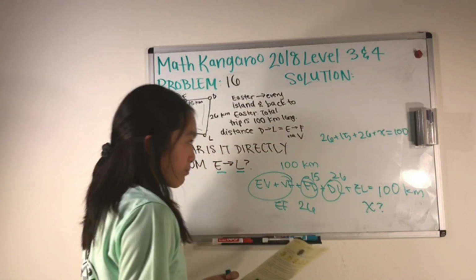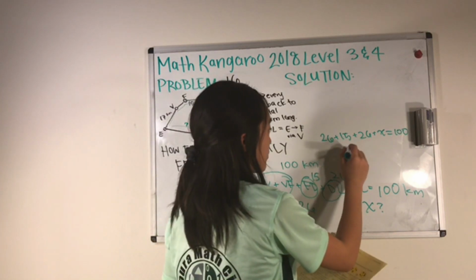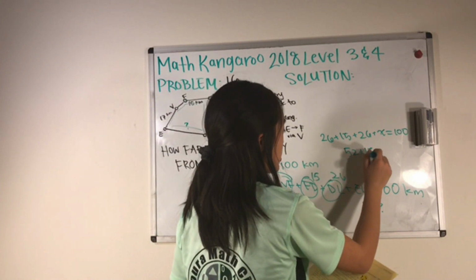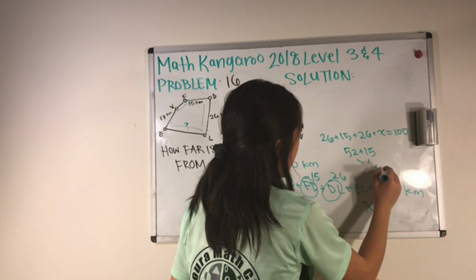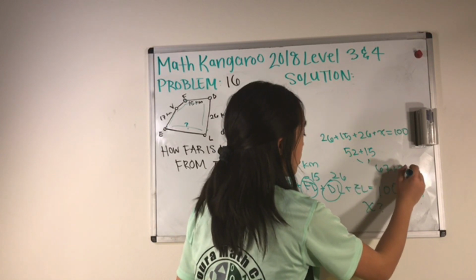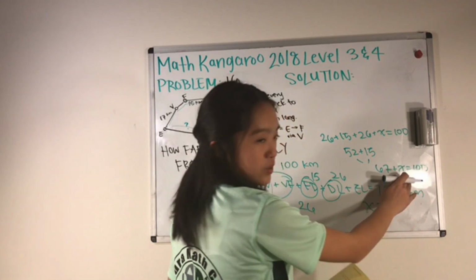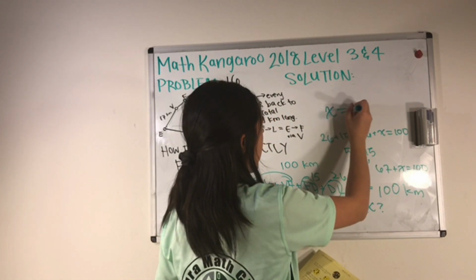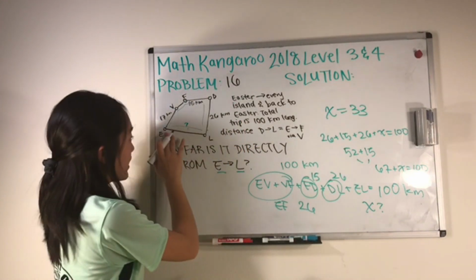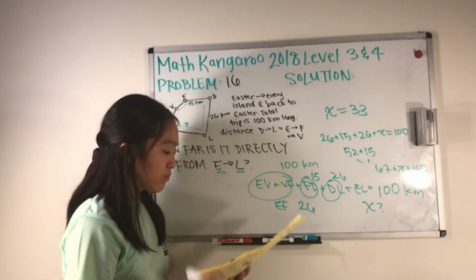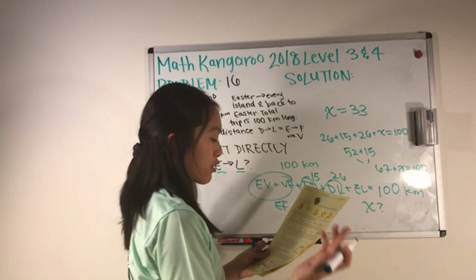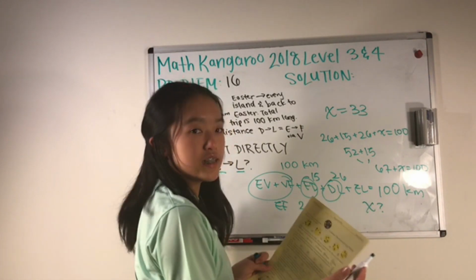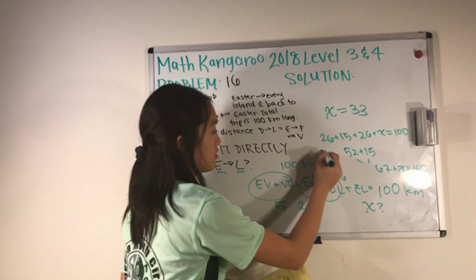Now if you do the math, 26 plus 26 is 52, plus 15, which is 67, plus x equals 100. Now you just subtract 67 from both sides, and x equals 33. So your distance from E to L, from Easter Island to Lake Island, is 33 kilometers, which gives you your answer of letter D.